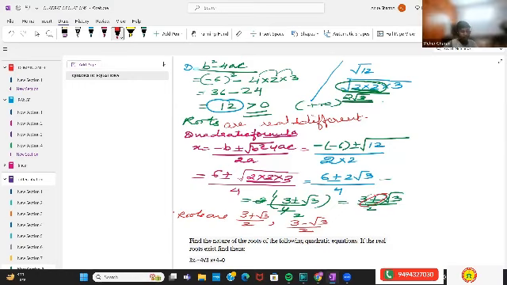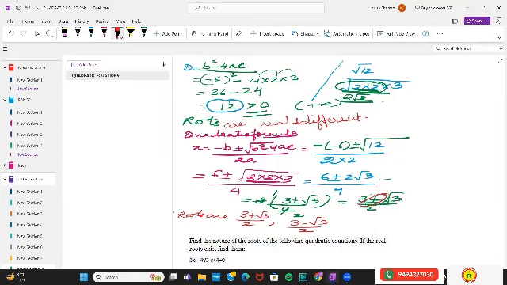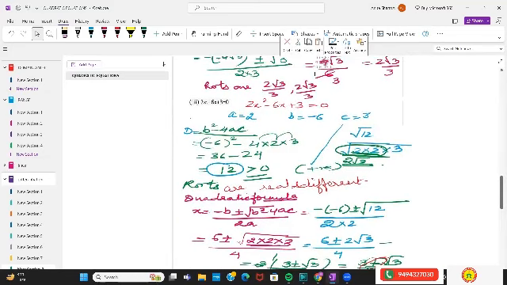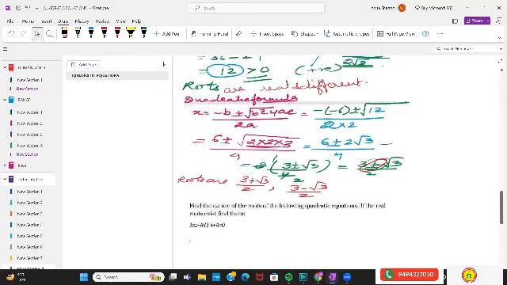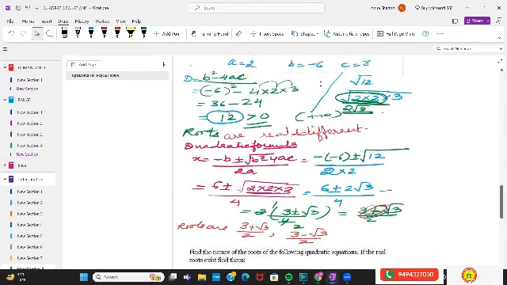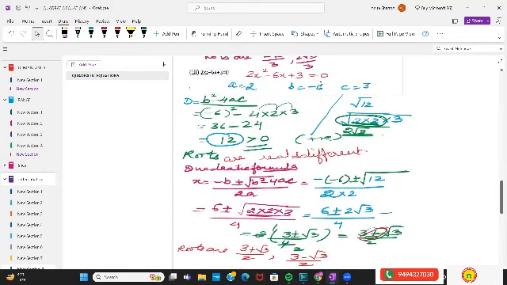Yes, ma'am. Only Meher has understood. What about others? Understood. Okay. Please note it down. It is scroll up. It's fine now. Yes.